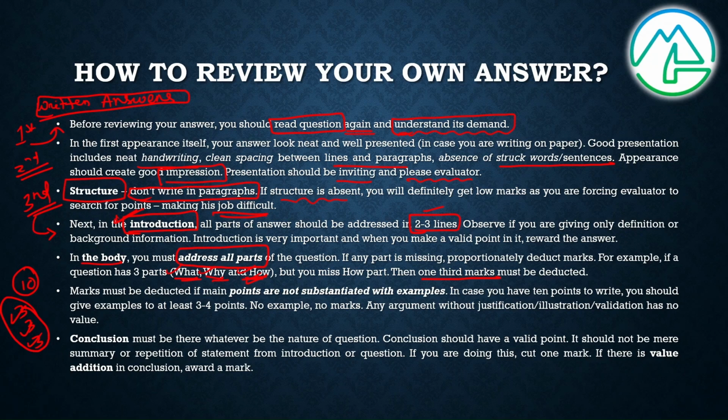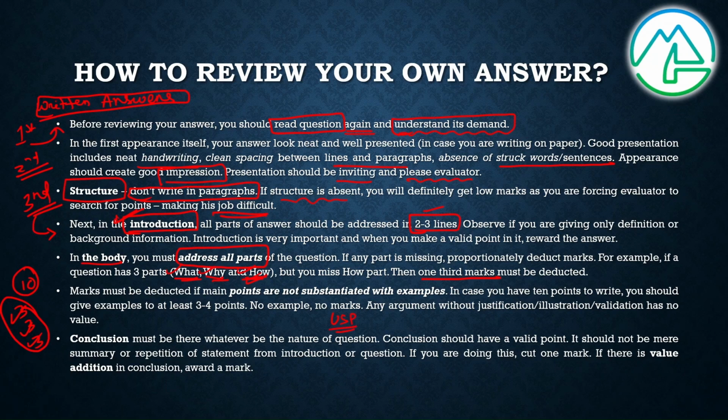And then marks must be deducted if main points are not substantiated with examples. So examples are very important, as I said, in most of the geology answers. You see that there are very few examples that people are giving, right? So you need to make your answer stand out. You need to have a USP, as I said in the previous video. You have to have a USP in your answer, right?